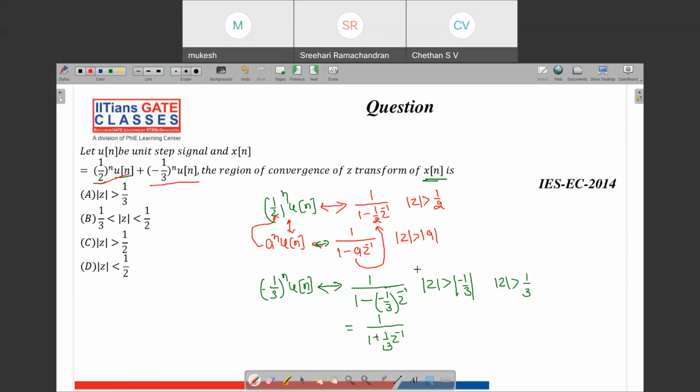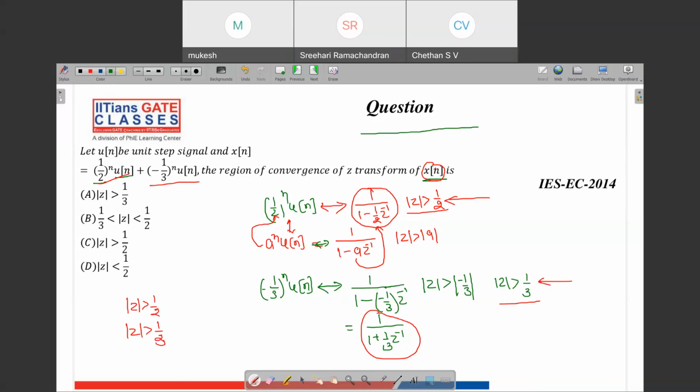Now we have calculated the Z transform of this individual signal. So when you combine them, Z transform will be equal to this plus this, and your ROC will be the intersection of this and this, because for the overall signal we have to find the ROC, not the individual signal. We have to find the ROC for the complete x[n], and ROC should be such that it satisfies this case as well as this case. That's why we need to find the intersection. Now you have mod of Z greater than 1 by 2 and mod of Z greater than 1 by 3.